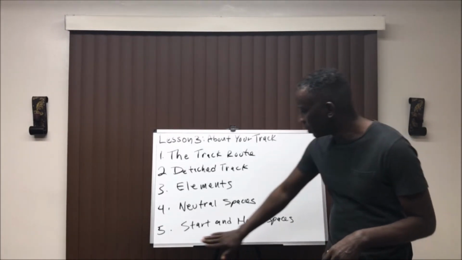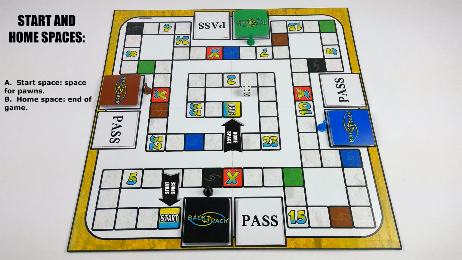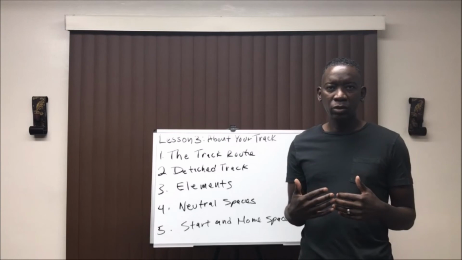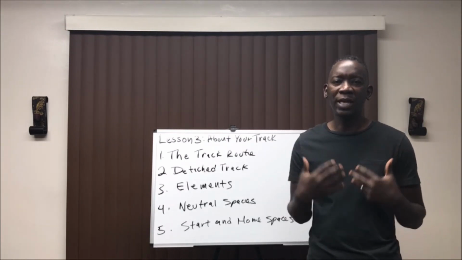So let's look at number 5, start and home spaces. Now, as you can see on my track, I have a start space and a home space. The start space is where all the players place their pawns so that they can begin playing your board game. And of course, the home space is the end of the game. And mostly with the tabletop board games, the first player to reach home wins the game.